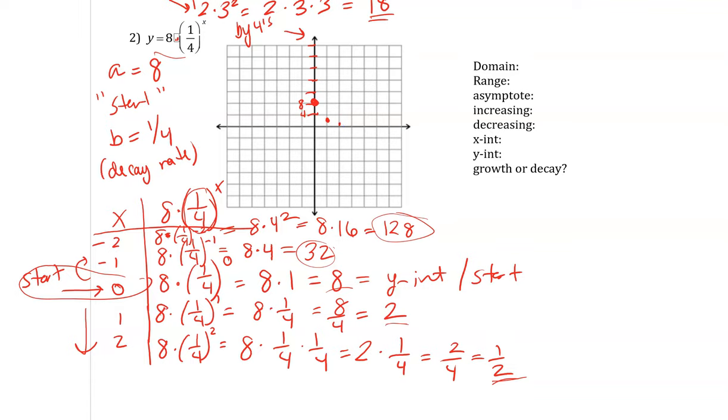And then when x was negative 1, it was already like way off the grid. We'll just say like right here. We'll just do that one point and call it a day. But that's the point negative 1, 32. And so this kind of shows our decay graph.